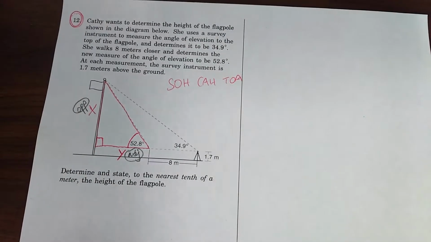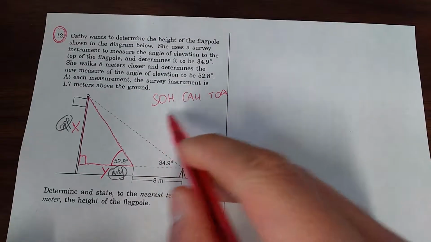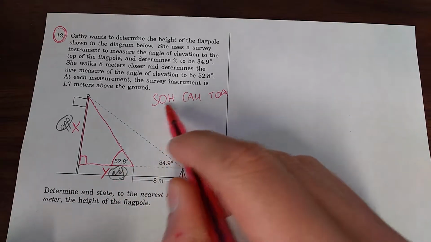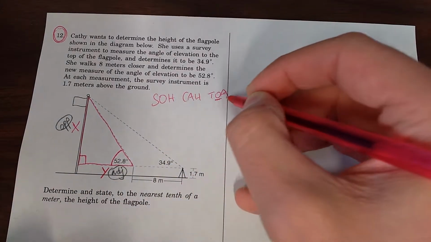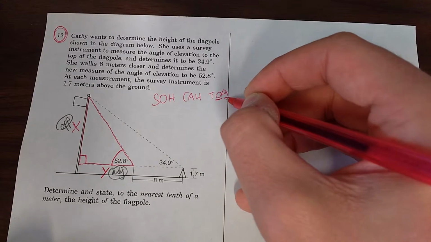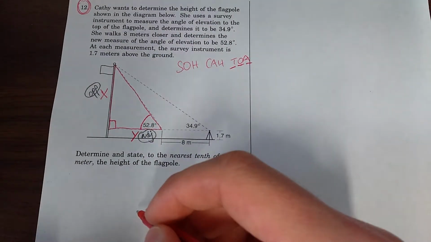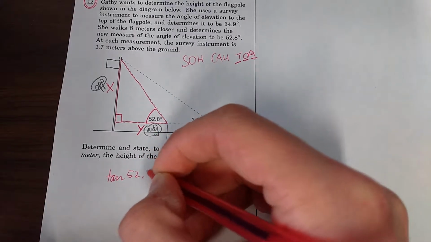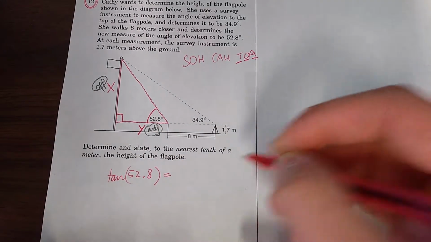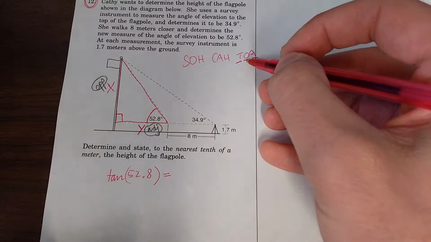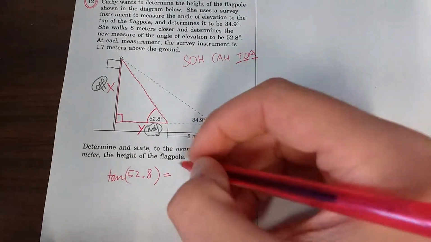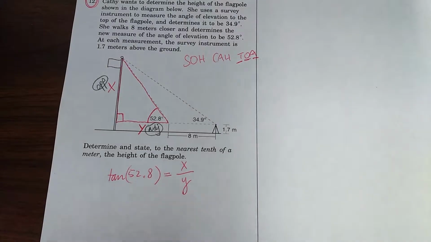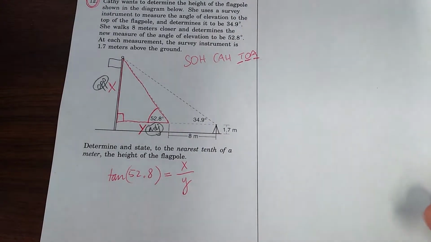So opposite and adjacent, look at your SOHCAHTOA, which one has O and A in it. Not this one, not this one, this one. This one has opposite and adjacent, so it's going to be tangent. So we're going to say tangent of 52.8 is equal to opposite over adjacent, right? Opposite over adjacent. So opposite is X and adjacent is Y. Okay, and we're going to leave it alone for now.